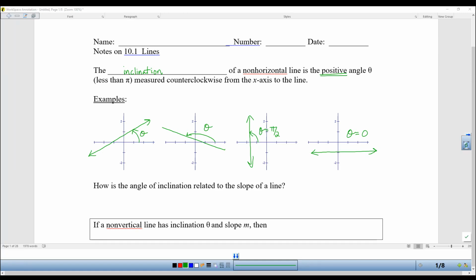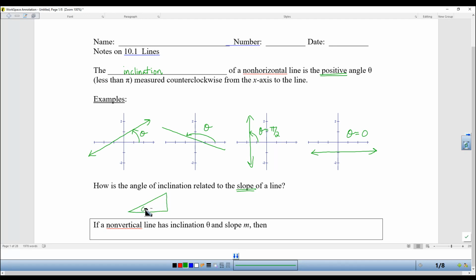So you've actually already studied inclination. We just didn't give it that name. It's the same thing as slope, except that it's expressed as an angle where slope is expressed as a ratio. And what do we know about the relationship between ratios and angles?